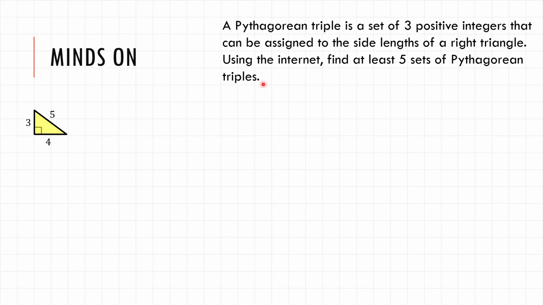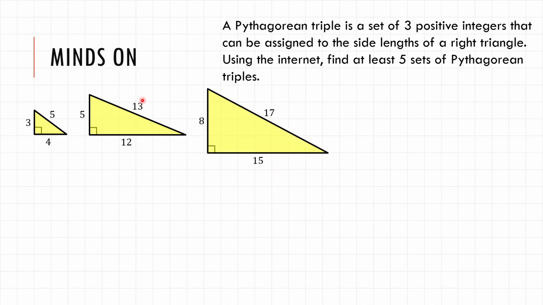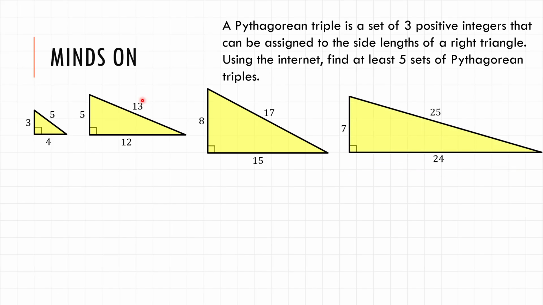Well, hopefully you were able to find a few. I'm going to bring some up here so you can compare that against your own notes. The next one I found besides 3, 4, and 5 is 5, 12, and 13. 5 squared plus 12 squared equals 13 squared exactly. Going a little bit bigger, you might have found 8, 15, and 17, or even 7, 24, and 25.